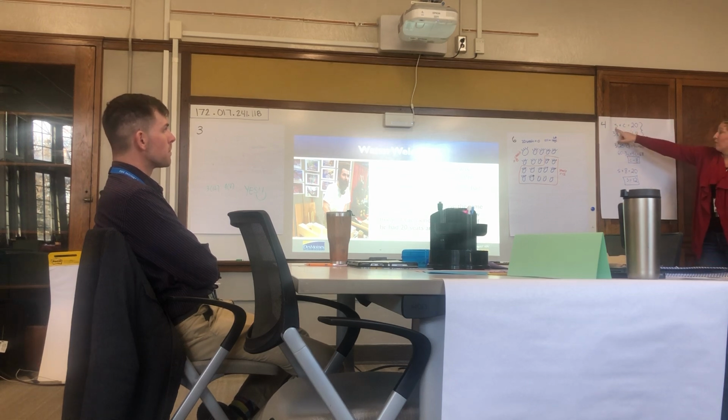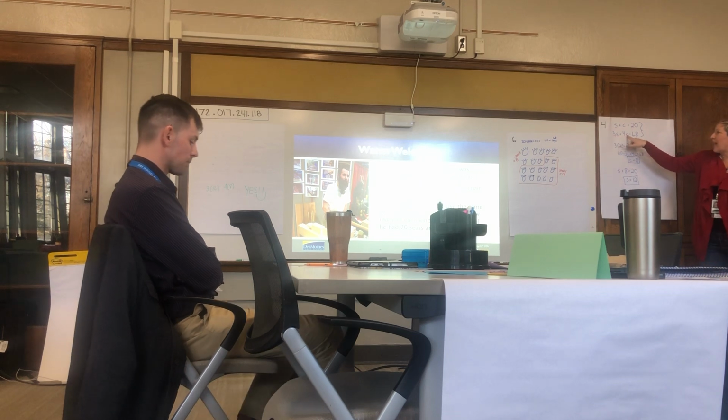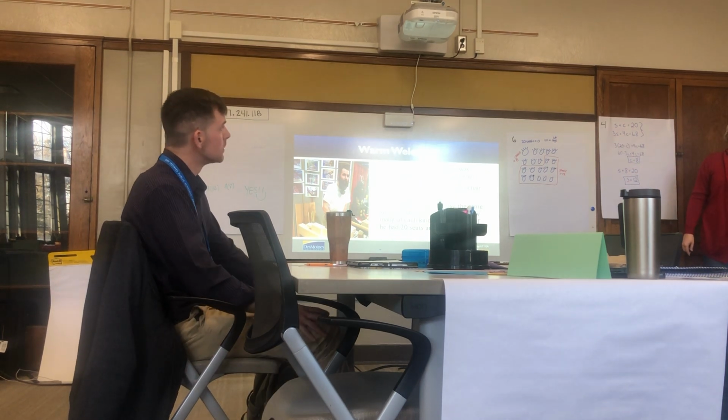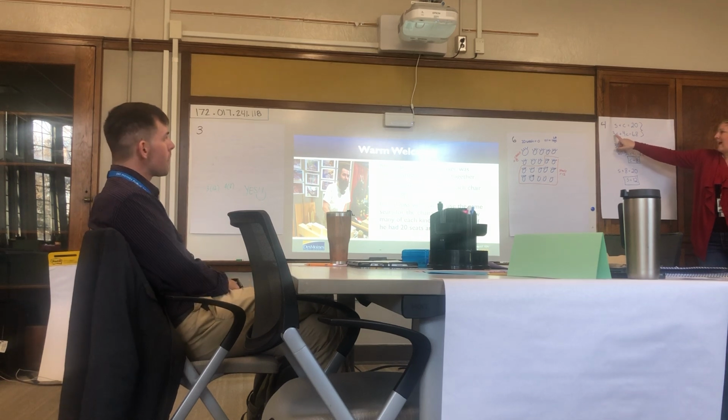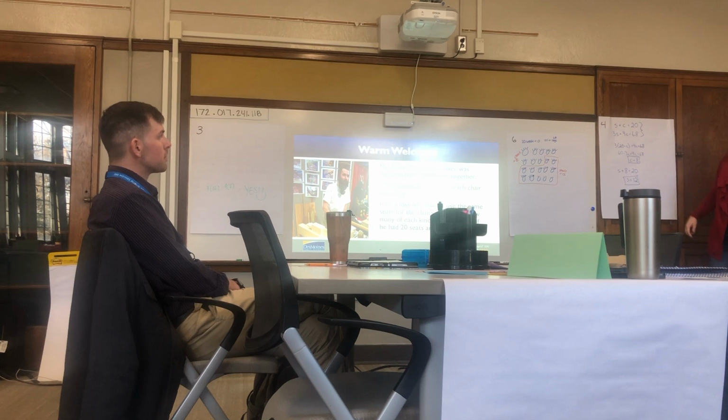Okay, so for every stool and every chair, the number of stools and the number of chairs has to add up to 20 because that's how many seats we have. What's with the 3S and the 4C? So every stool we have has 3 legs, so 3 times the number of stools plus 4 times the number of chairs equals 68.